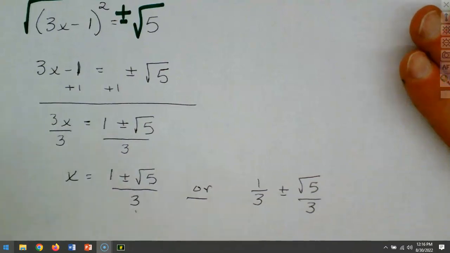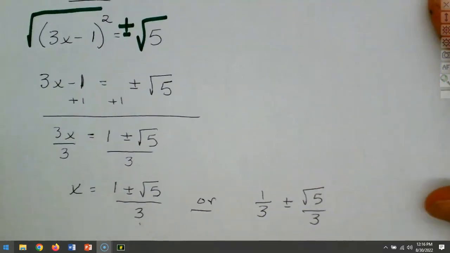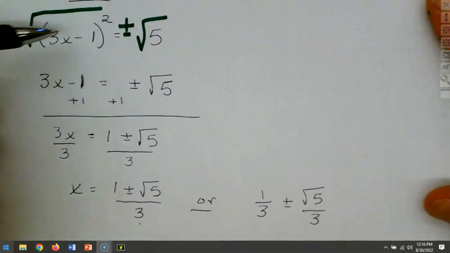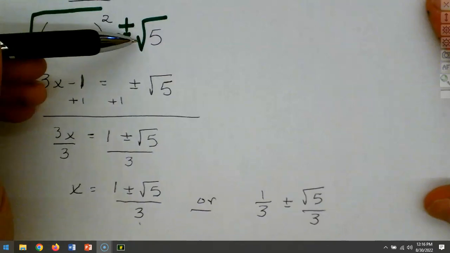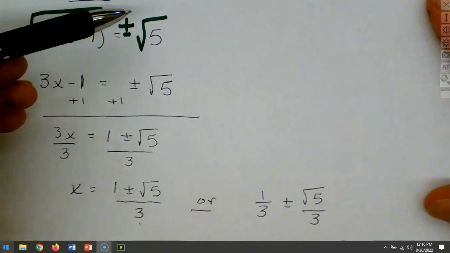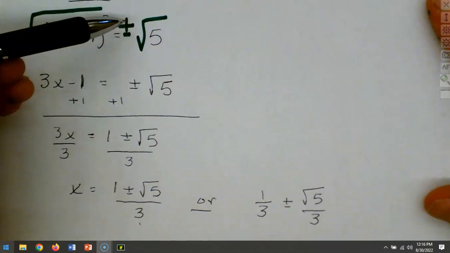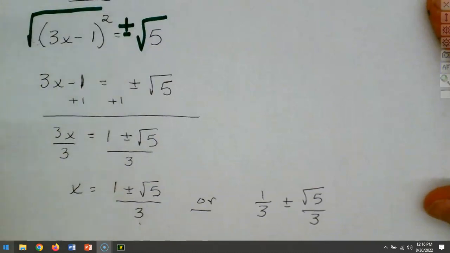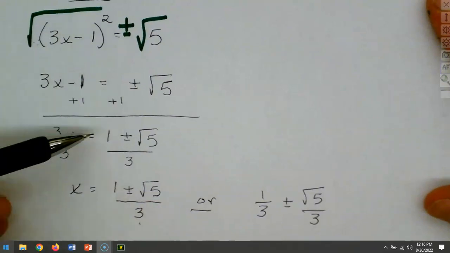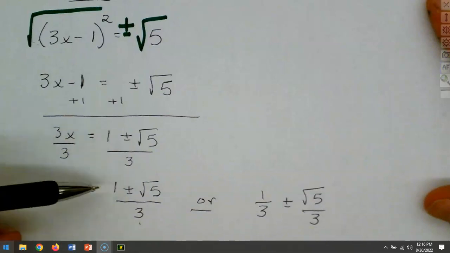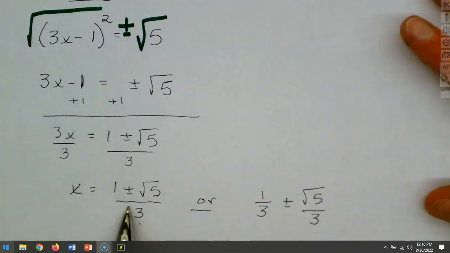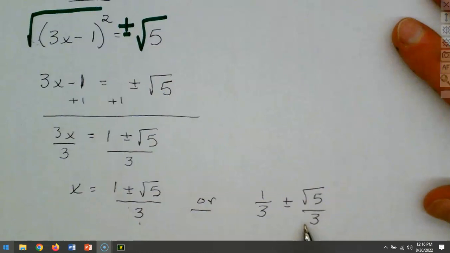But does everyone see what I did? So let's review it again. How do I get rid of the parentheses? When it's squared, square root. When I take a square root, what do I always have to add in? Very important. Plus or minus. You break up the square root if you can, but 5 will not break down at all. So then I just moved my 1 over. I divide it by my 3, and you can either leave it like this, or you can separate it out into 2 fractions.